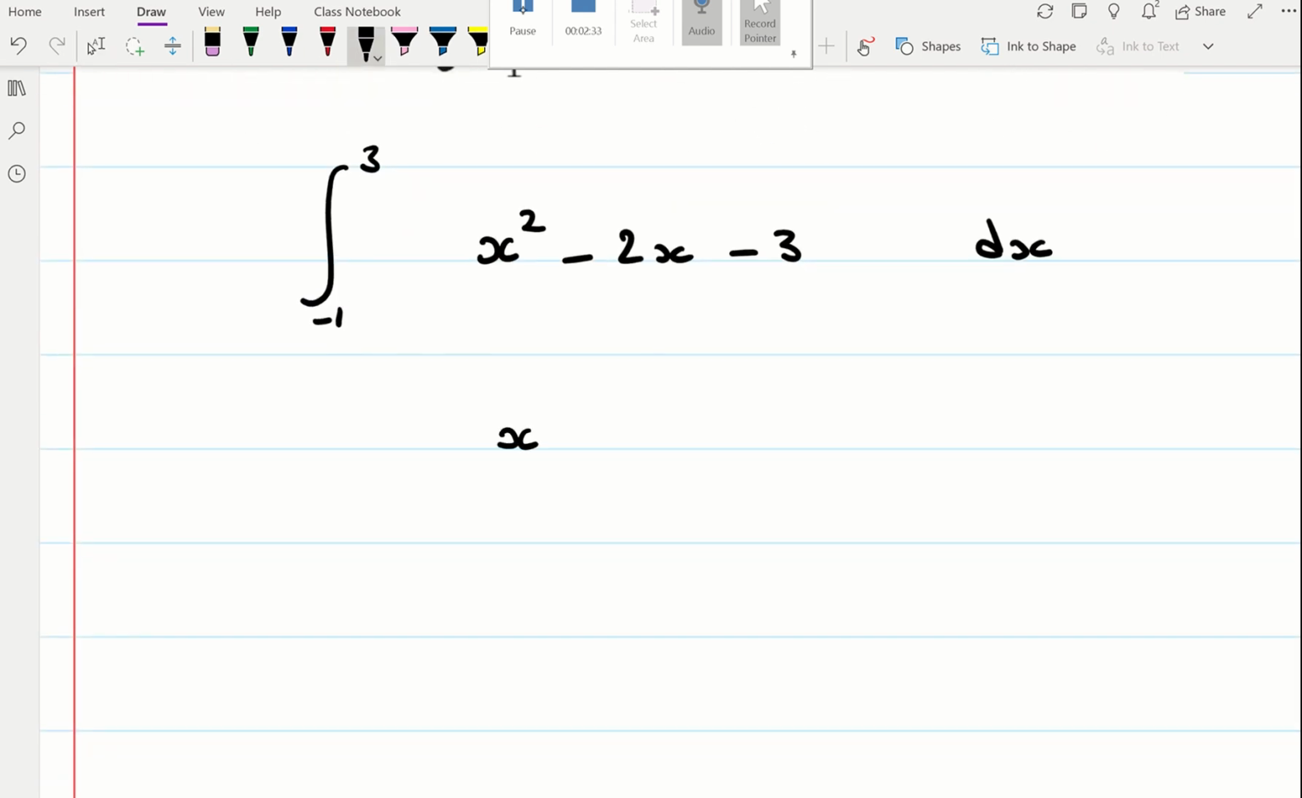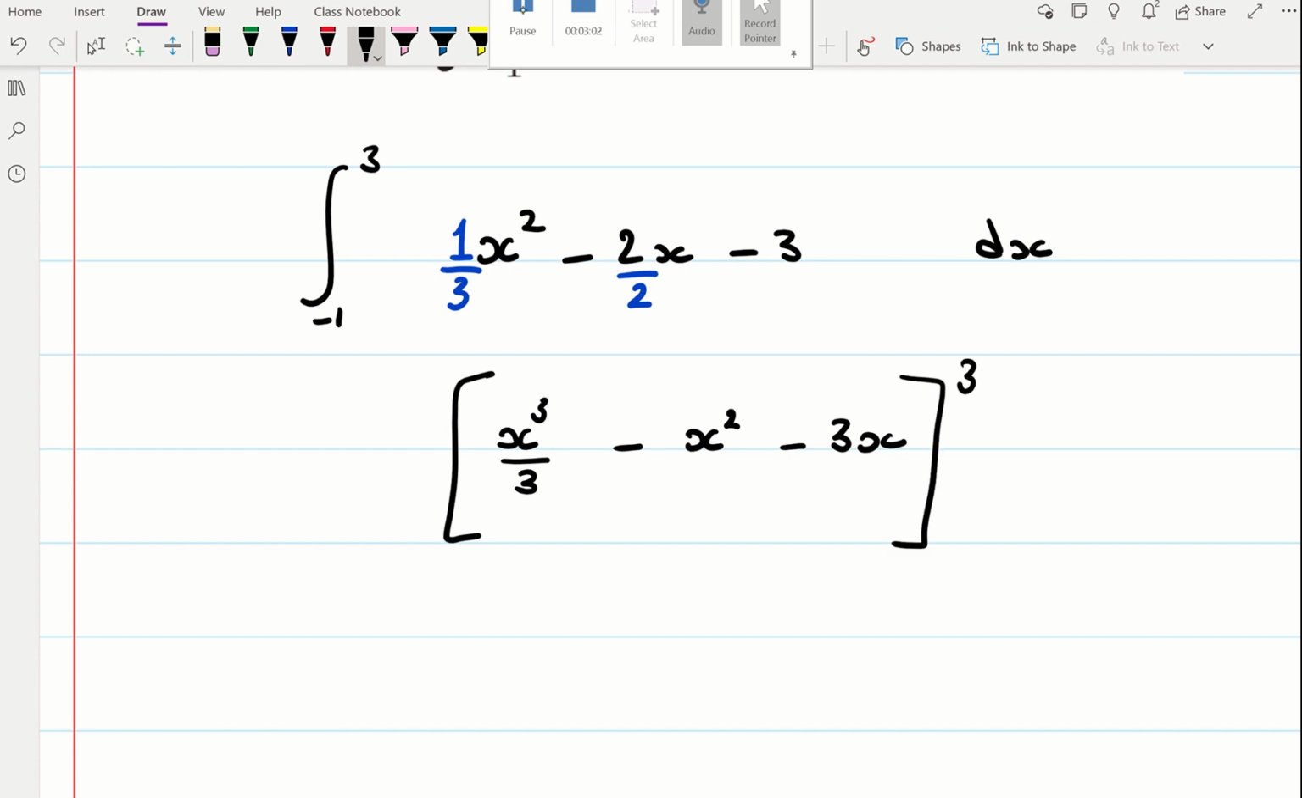So this becomes x cubed, and of course there's a 1 there, so I'm going to divide by 3, so it gives me a third, and I can write it as divide by 3, or you can write it as a third. And then this is x squared, so I'm going to divide by 2, so this is simply a minus x squared, and then minus 3x. And then I put in bracket, and I put 3 and negative 1.